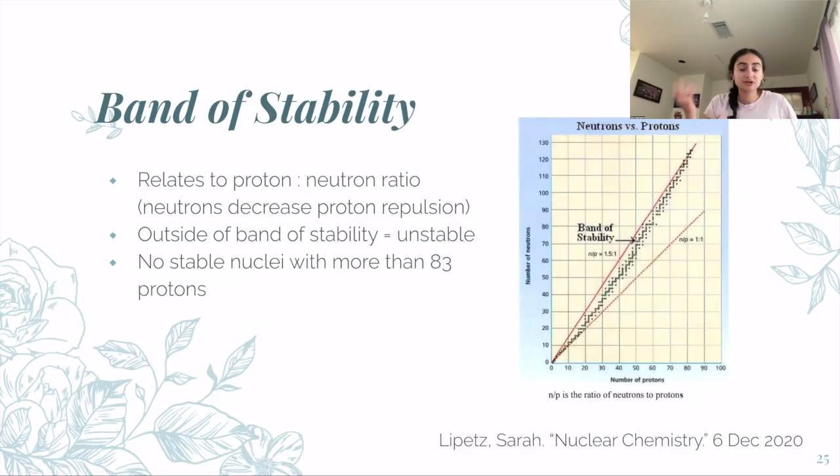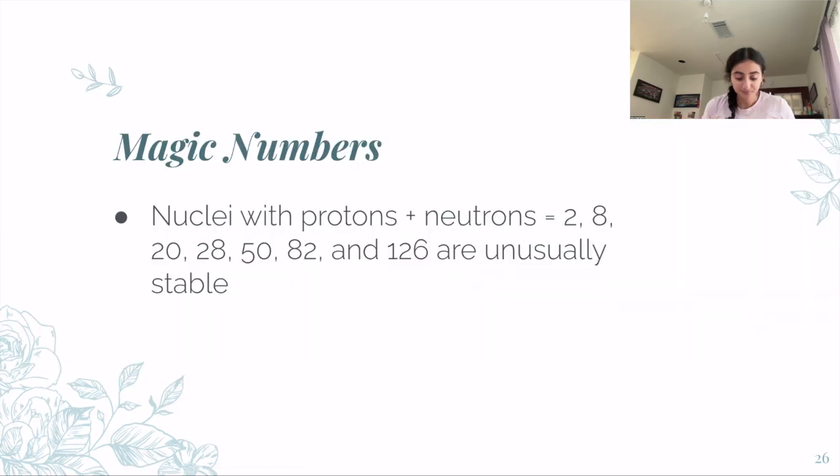Okay, next we have the band of stability. And like I mentioned with stability in general, the band of stability relates to the proton-neutron ratio because the neutrons in a nucleus decrease the proton repulsion. So the band of stability is this little black part in the middle of the graph, and anything outside of it is unstable. Pretty straightforward. If you have more than 83 protons, you're also not going to be stable, or the element will not be stable.